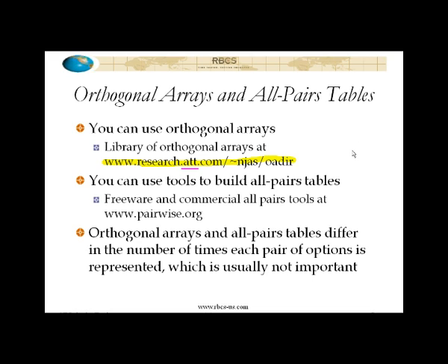Now another option, if you don't feel like going through the process that I'm about to explain to you, which is fairly simple, but does require a little bit of Googling around looking for the right orthogonal array, is to go to this website here, pairwise.org, and there are a bunch of freeware and commercial all pairs tools out there, multiple freeware tools available.